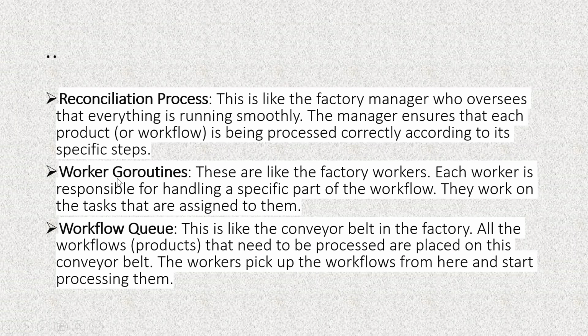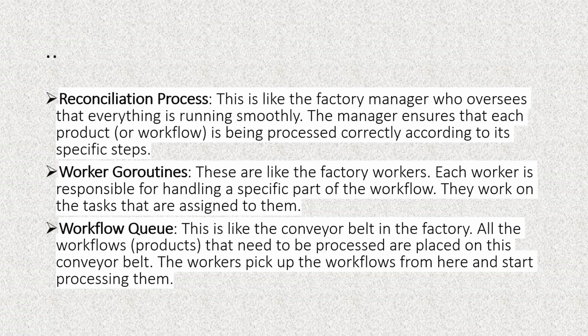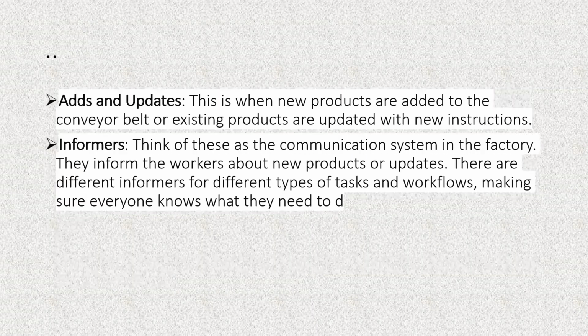These worker goroutines are part of the Argo server, which is executing the tasks. Then the workflow queue is there. This is the conveyor belt where workflows need to be processed. When they want to process one, they need to go to the conveyor belt. A worker picks up one of the workflows from here and starts processing it. Adds and updates: this is when new products are added to the conveyor belt or existing products are updated. The workflow has to be executed again.